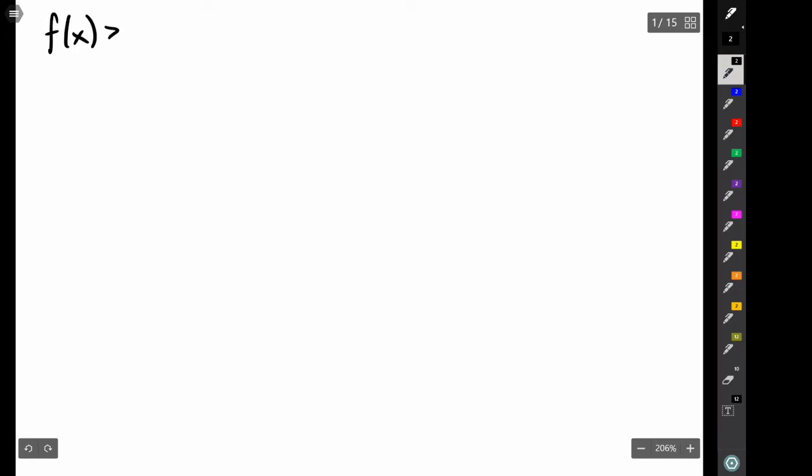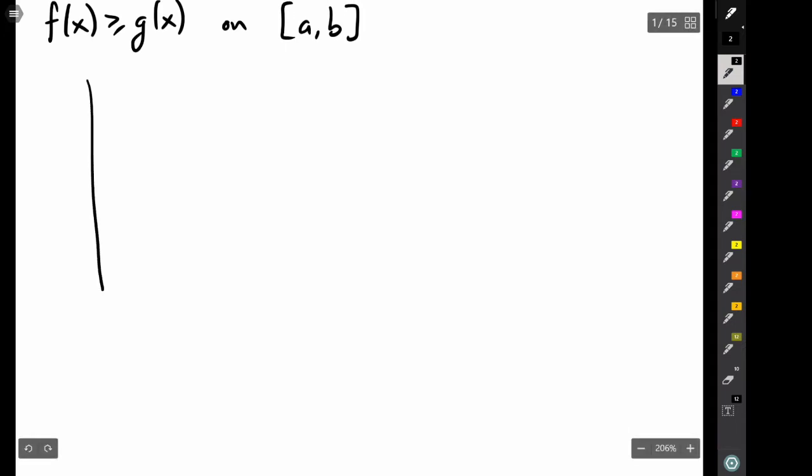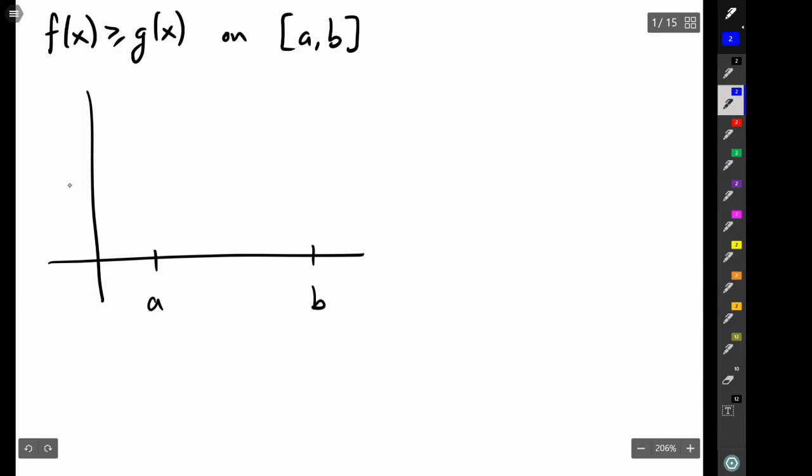So let's say we had something like f of x. Let's say this is greater than or equal to g of x on the interval from a to b. Okay? Then our picture would look something like this. If f of x is always greater than g of x, say f would be up top here somewhere.